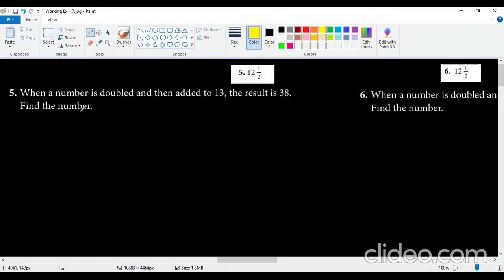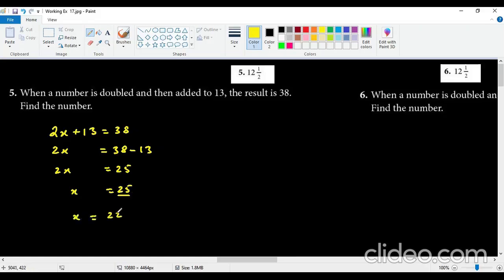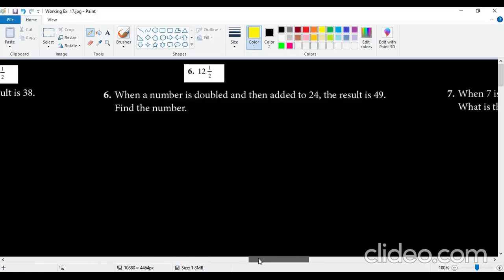It says when a number is doubled, that means a number that we are thinking about has to be doubled, and then added to 13. Added to 13, the result is 38. So now 2x equals 38 minus 13, so 2x is going to be equal to 25, and when 25 is divided by 2, it's going to give us 12.5, or you can write in your answer 12 whole 1 over 2. Both are going to give you a correct answer.